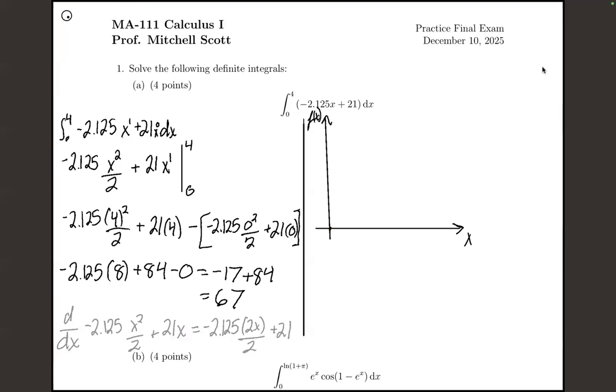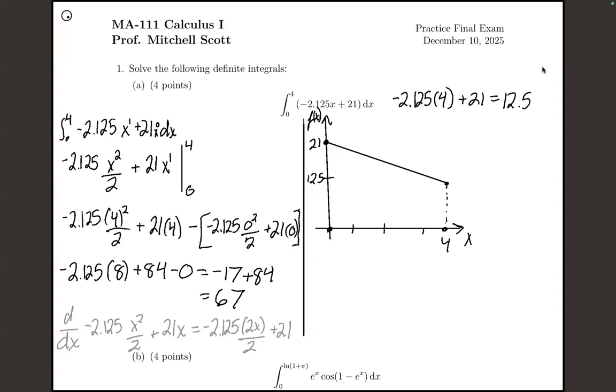If x equals 0 here, then we know that this goes to 21. And then if x equals 4 here, make our axes, we would just have to plug in times 4 plus 21. And this is actually going to be 12.5, right? So we know that the height at this point is going to be 12.5 and that this is just a line, right?